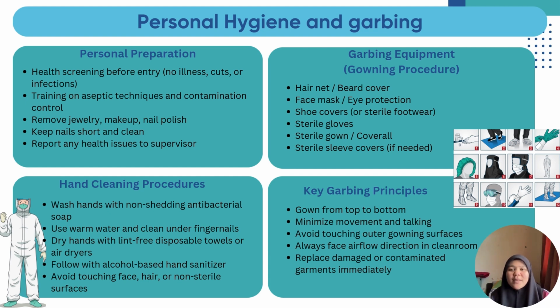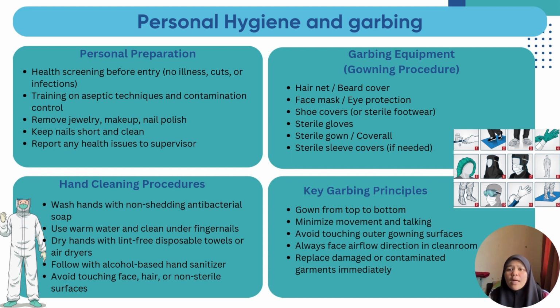Garbing procedures follow a specific sequence to ensure sterility is maintained. This includes donning a hairnet and beard cover, face mask, eye protection, shoe covers, and sterile footwear, sterile gloves, gown, and coverall. If necessary, sterile sleeve covers. The donning sequence must be carried out systematically, starting from the top of the body and proceeding downward, to prevent contamination of clean garments and areas.